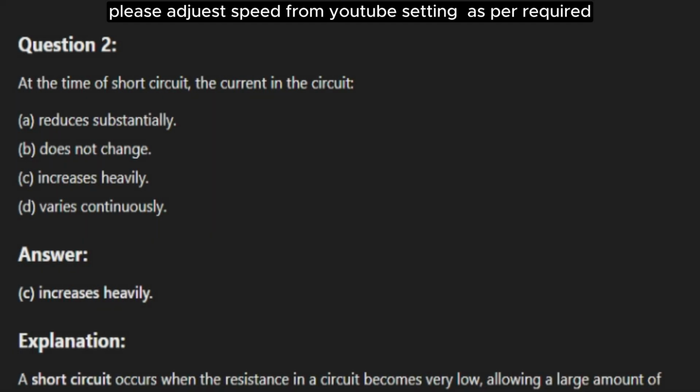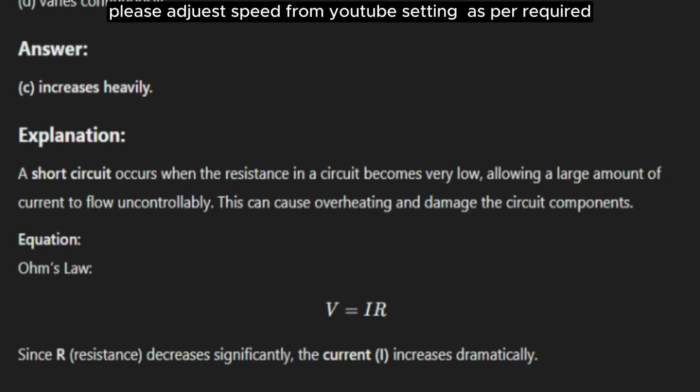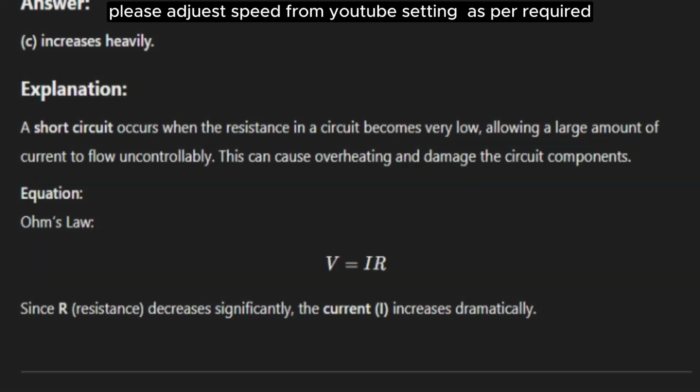Explanation. A short circuit occurs when the resistance in a circuit becomes very low, allowing a large amount of current to flow uncontrollably. This can cause overheating and damage the circuit components. Equation. Ohm's law, V equals I into R. Since R, resistance, decreases significantly, the current, I, increases dramatically.